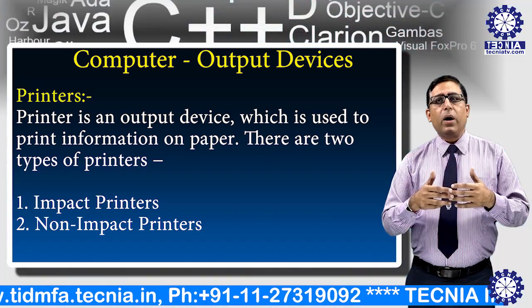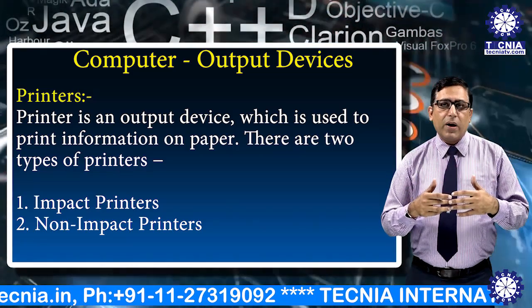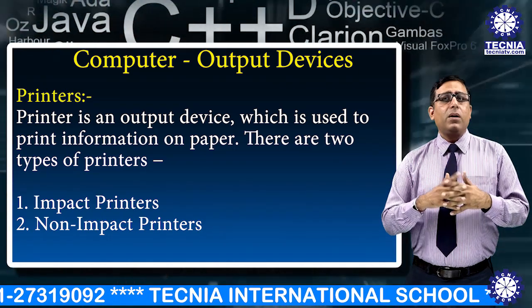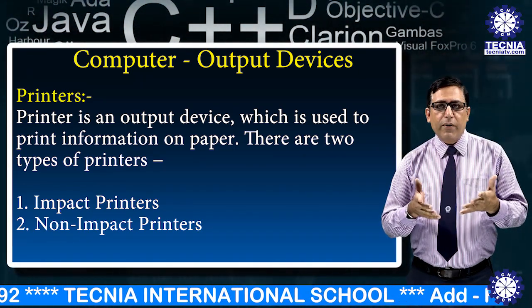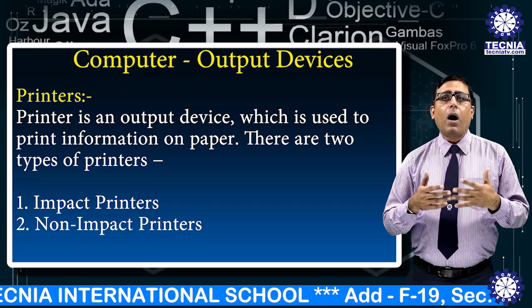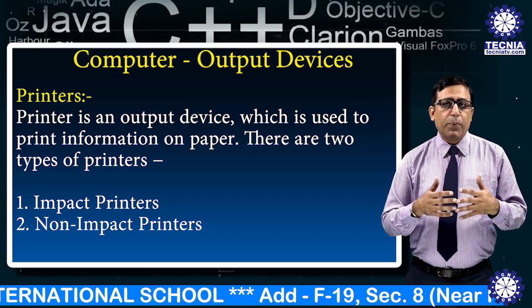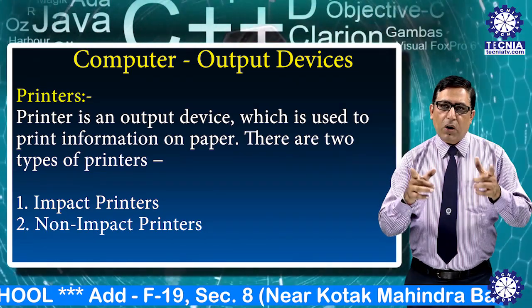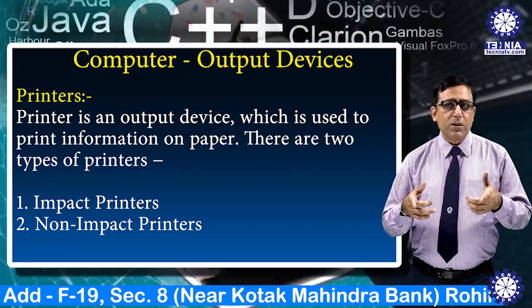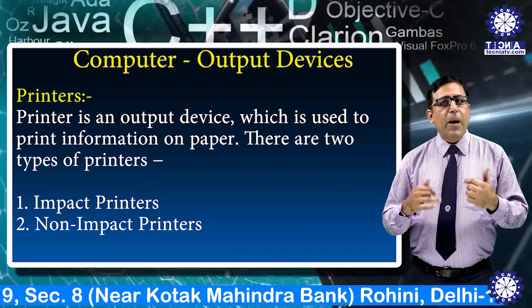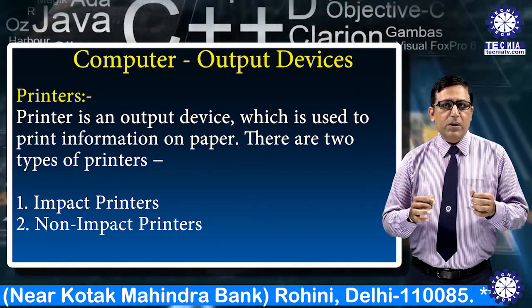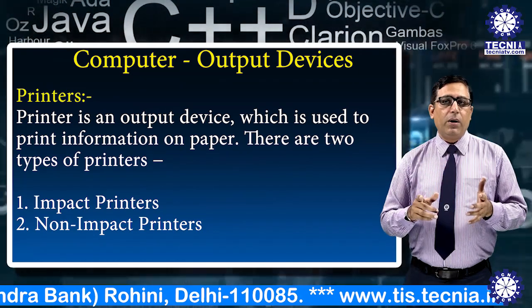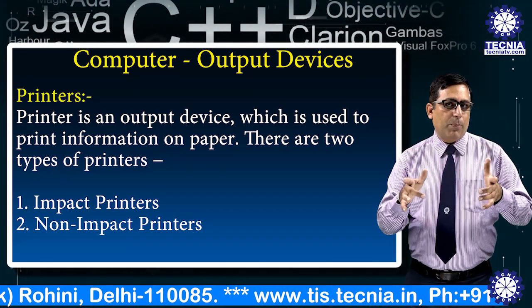Now we are coming to another device, that is output device, that is printers. We have discussed input devices. Now we are discussing output devices. Printer is an output device which is used to print information on paper. There are two types of printers: impact printers, non-impact printers. Impact printers print the characters by striking them on the ribbon, which is then pressed on the paper.